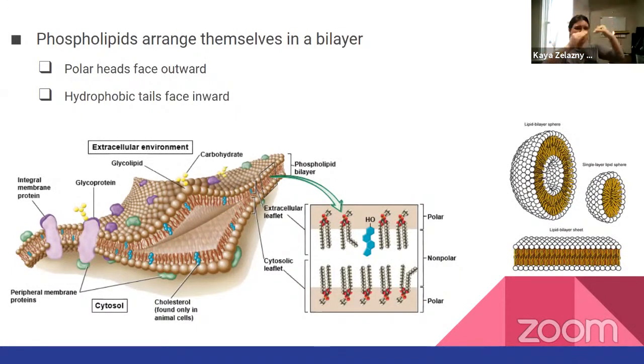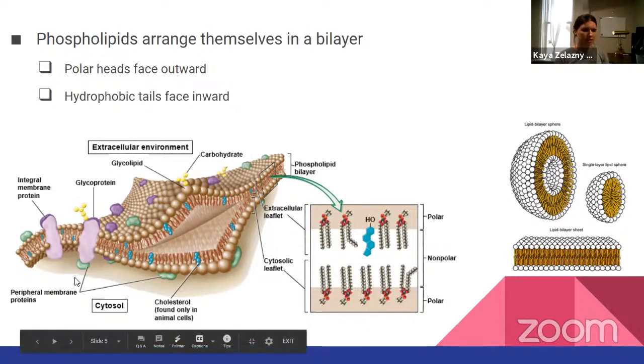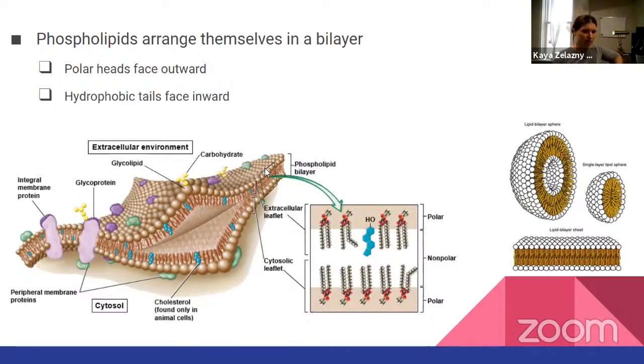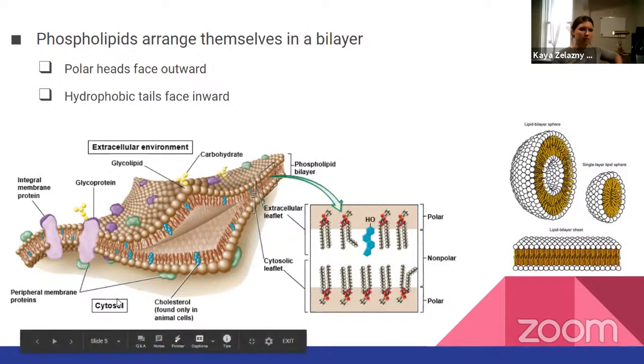A bilayer is 2 layers. So outward in this case means both towards the extracellular environment, so the liquid surrounding the cell, and also towards the cytosol. So that's the internal contents of the cell. So when we say outward and inward, we're talking about relative to the membrane, not relative to the inside and outside of the cell. So polar heads touching the extracellular environment and the cytosol, and I'll talk about the cytosol in the future.